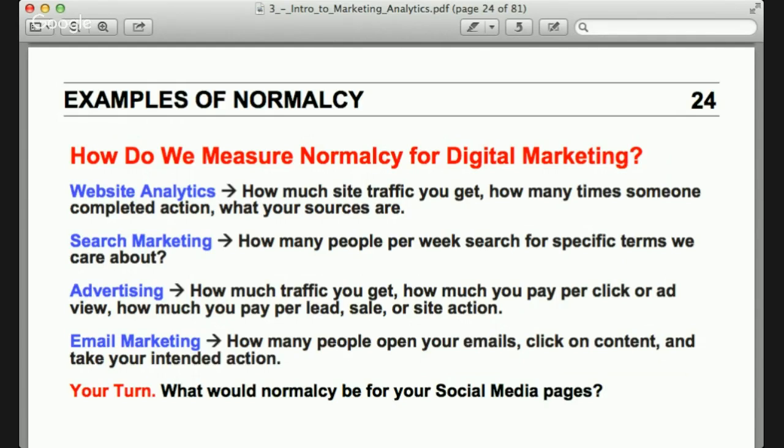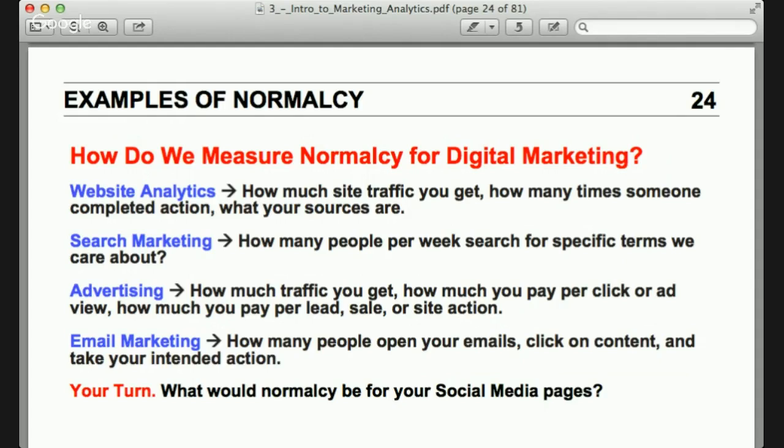If you're running a sweepstakes, like a sweepstakes that people can enter for free, then a conversion may be someone actually putting in their information and submitting their entry for that sweepstakes, right? That can be a conversion in the context of that marketing campaign, which is to get people to sign up for the sweepstakes. Cool, makes sense.